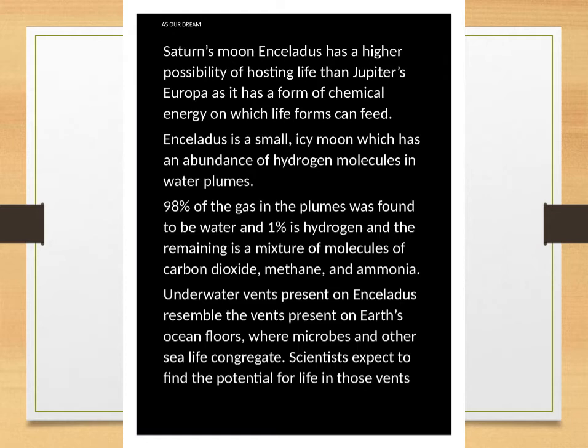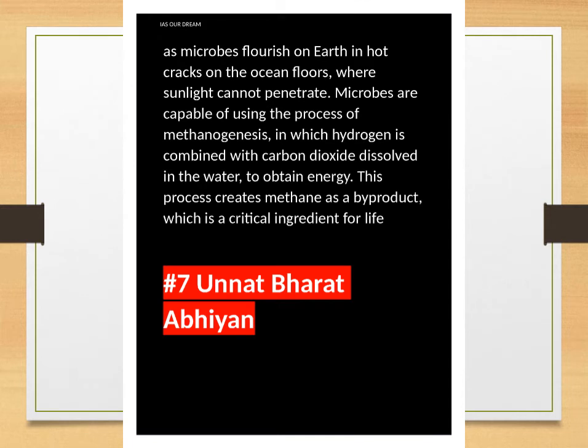So the underwater vents present on this moon resemble the vents present on Earth's ocean floors where microbes and other sea life congregate. Scientists expect there is potential for life even in these vents, as microbes flourish on Earth in hot cracks on the ocean floors where sunlight cannot penetrate, and microbes are capable of using the process of methanogenesis, in which hydrogen is combined with CO2 dissolved in the water to obtain energy. So basically, methane was found, meaning there is a possibility of life there. That's the point which needs to be taken, and it could be asked what Enceladus is, and the answer will be that it's a moon of Saturn.